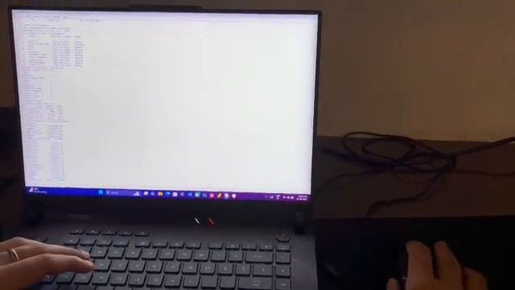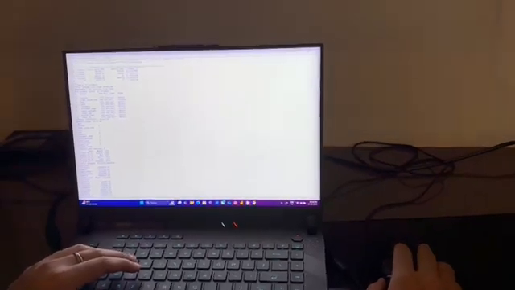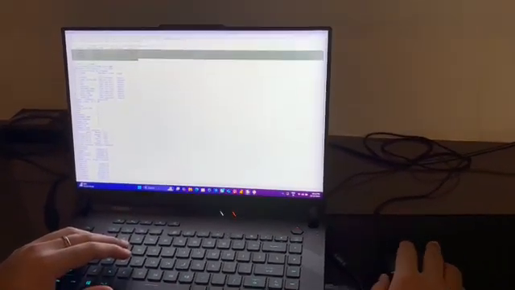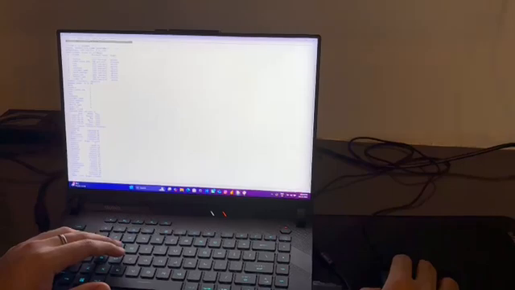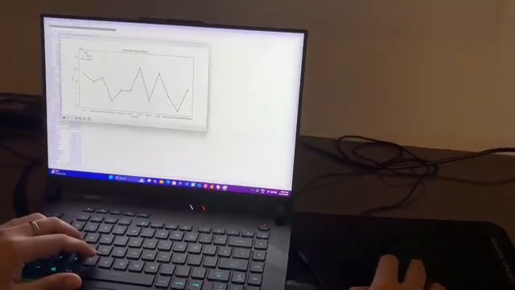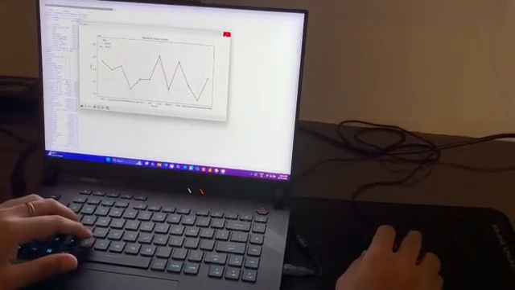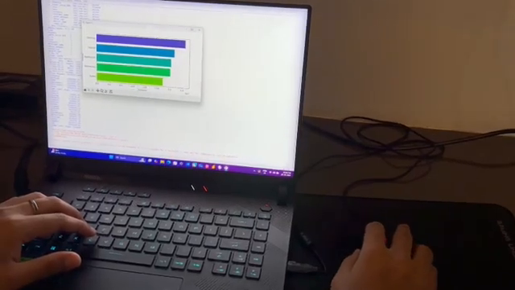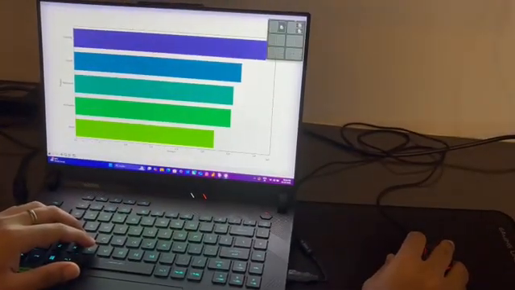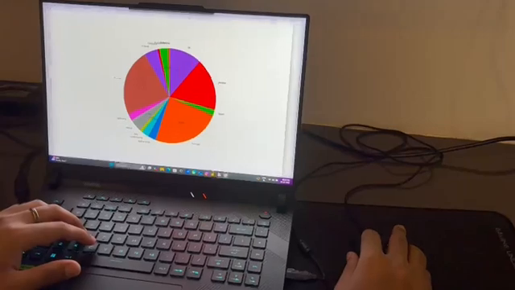So this is the output. As you can see, I have printed the first 5 rows of data, and this is the output that's showing. And I'll show you the graphs. This is the monthly sales trend line graph, this is the bar graph, and this is the pie chart at last.